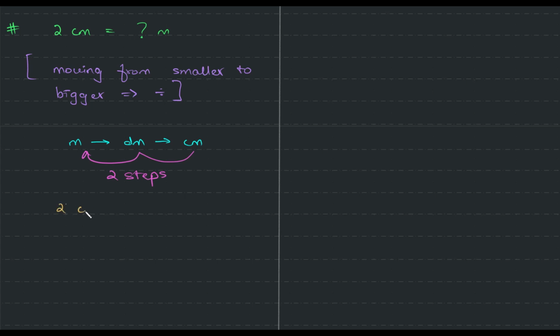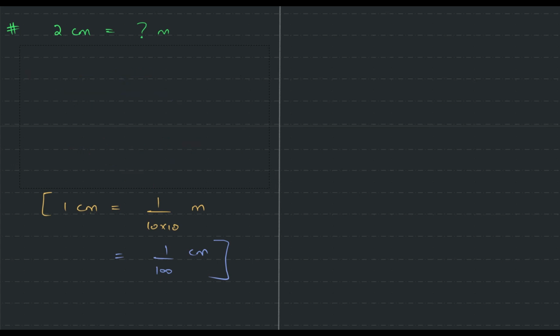So 1 centimeter is equal to 1 by 10 into 10 meters, that is 1 by 100 meters. This is the amount of thinking that you need to do before you can write anything. So this part is the thinking part. You need not write it in an exam. This is for understanding purposes. So every question, if you think in this way till you get comfortable, that will be helpful.